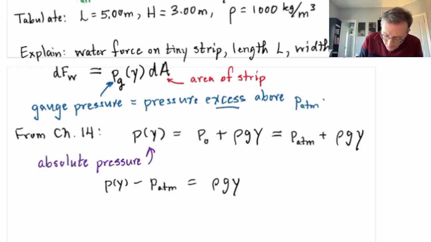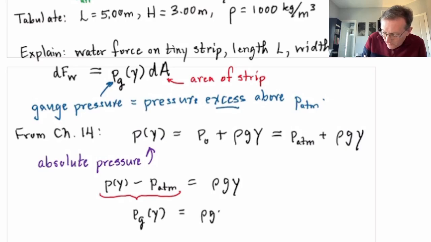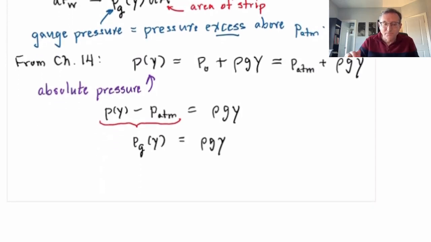But the absolute pressure minus atmospheric is the excess pressure above atmospheric. That's exactly what we mean by the gauge pressure. So this is P sub g of y, and that's then just given by the simple expression rho times g times y.